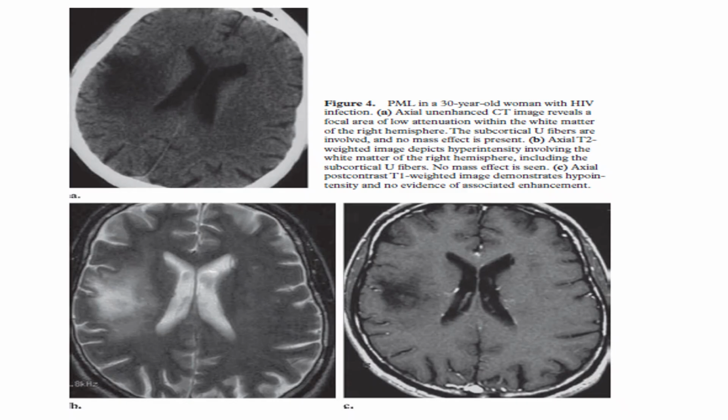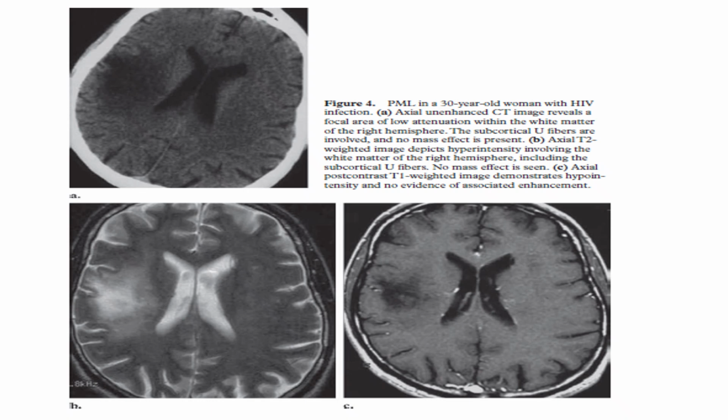Here, in this image, there is PML in a 30-year-old woman with HIV infection. First image, axial unenhanced CT revealing a focal area of low attenuation within the white matter of the right hemisphere. The subcortical U fibers are involved, and no mass effect is present.